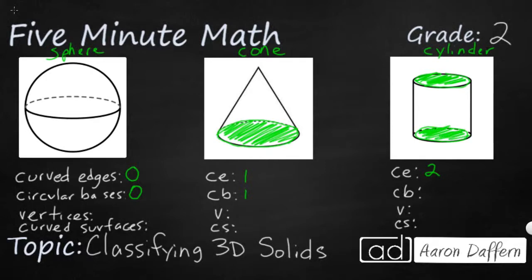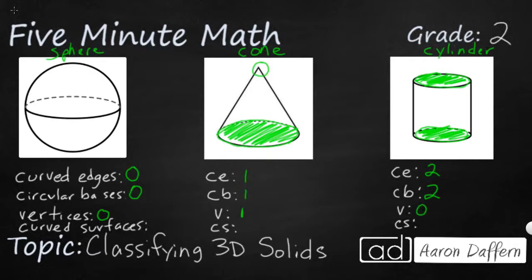Now, vertices are kind of points when we're talking about these curved shapes. And as you can see, there are no vertices on a sphere. A cone has got one. It's got a point up at the top, and it's a different type of vertex than you would see on a three-dimensional solid like a cube or rectangular prism. So the cone's the only one that has one. Cylinder doesn't have any points.